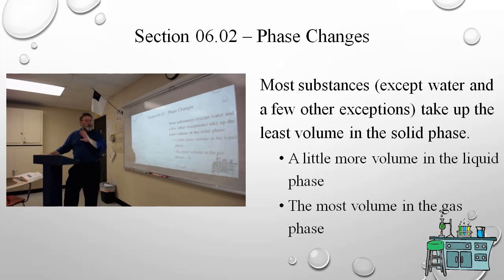So for right now, the exception for water, the fact that solid ice takes up more volume than liquid water, is the reason why ice floats. Why is it significant that ice floats?